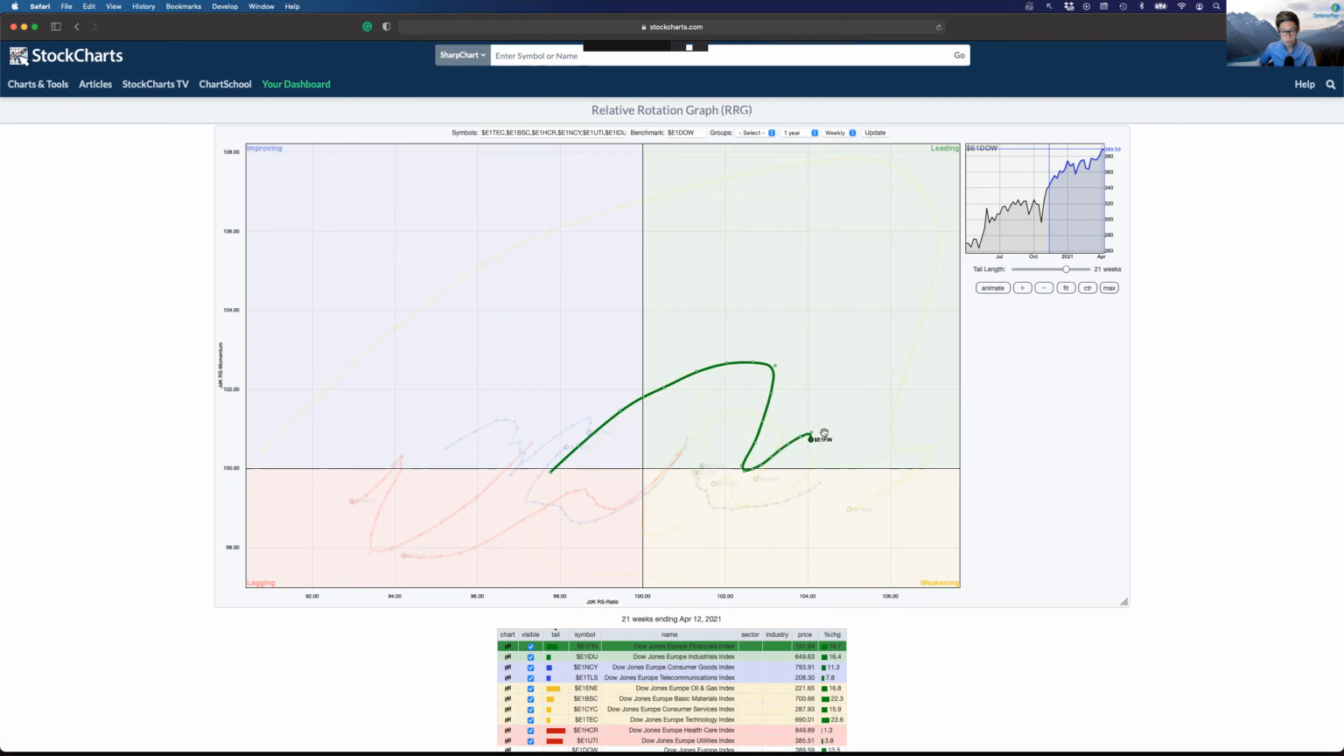This is a weekly chart. So this is looking at the past 21 weeks, roughly, and we're seeing financials continue to outperform, and also industrials. This is what we're starting to see here for the rest of the world. Industrials coming from weakening back into the leading category here.